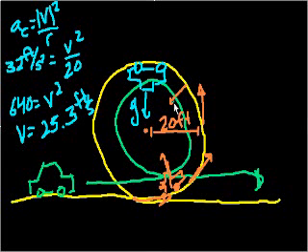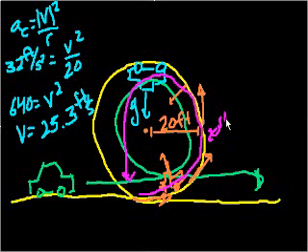Well, if it's going at 20 feet per second, someplace around here, let me draw the path of a slower car going 20 feet per second. If the car's going 20 feet per second, it'll probably make it pretty far, and then someplace around here it's just going to start falling, and then it'll fall down. That's a car going 20 feet per second.